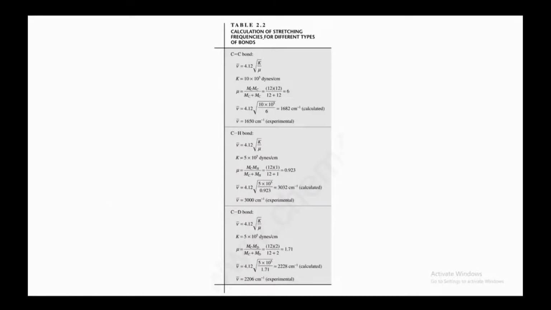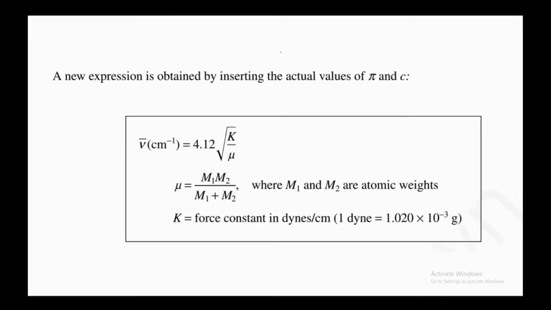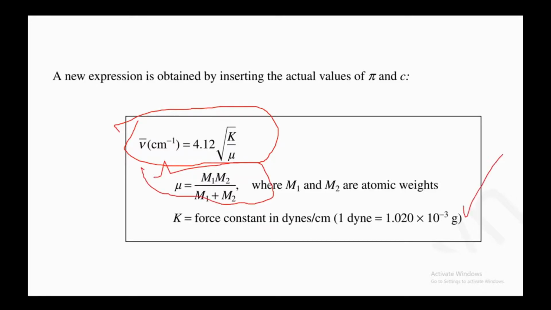Here is the calculation of stretching frequencies for different types of bonds. If you want to calculate the frequency for stretching of CC double bonds, you put in this formula and you will get this answer: experimental, calculated, experimental, calculated, experimental. A new expression is obtained by inserting the values of pi and c. That's the new expression: 4.12, with the atomic weights, and K is the force constant.